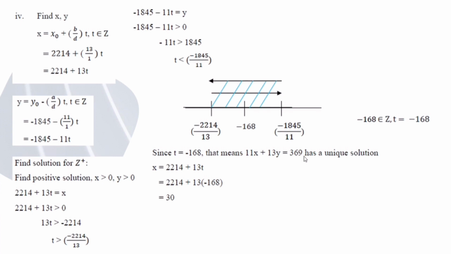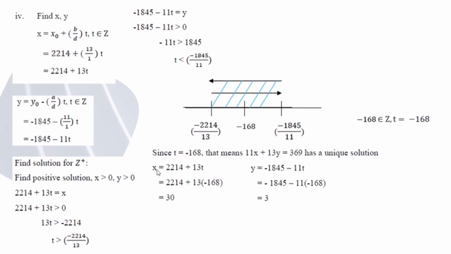369 has a unique solution, where we can solve the equation to find the value of x here, as x is equals to 2,214 plus 13t, where t we substitute the value of negative 168, we will get 2,214 plus 13 times negative 168. As the final answer, we will get 30 as the value of x.